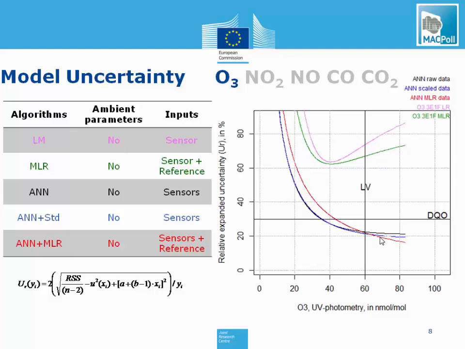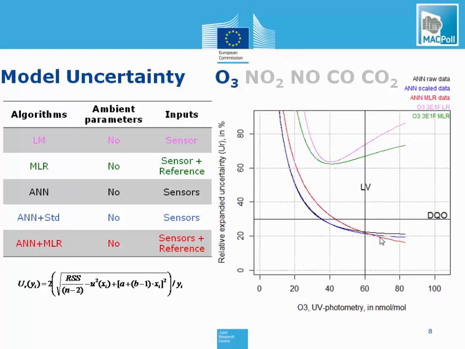This is mainly due to a drift in the sensor value for the linear model and multilinear model. Talking about the last one, the artificial neural network, we tried 3 different data sets: the raw one in black, the blue one for standardized data, and the red one for the pre-calibrated data. Blue and black, so raw and standardized, are more or less similar. They are just different at high concentration, more than 60 ppb of ozone.